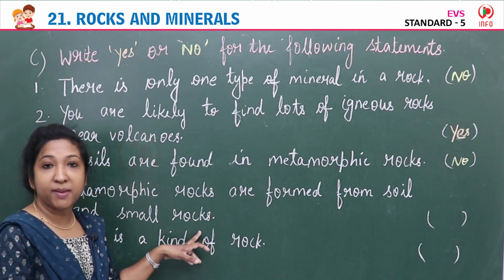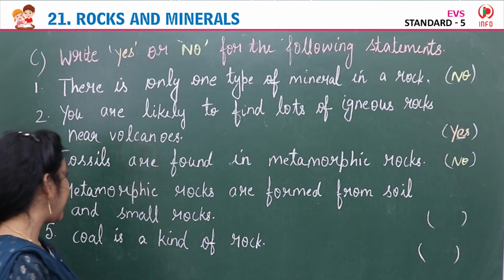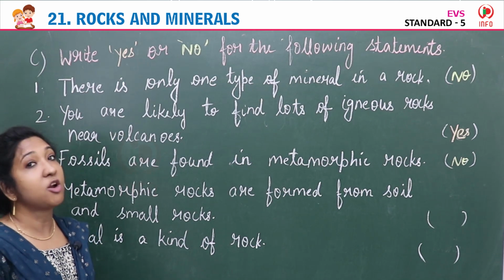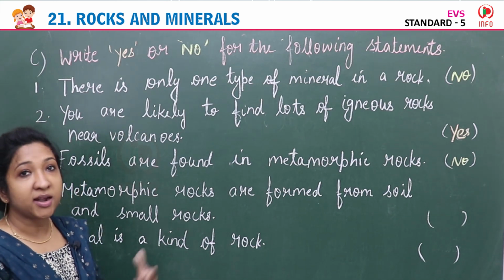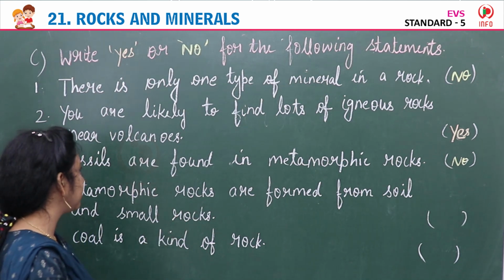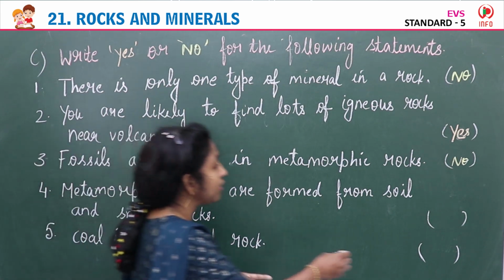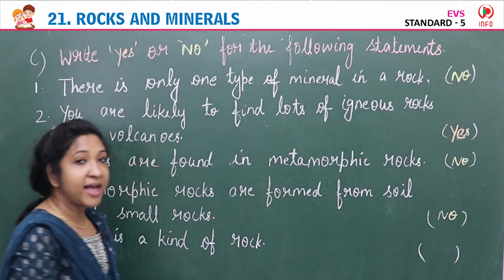Then fourth one, metamorphic rocks are formed from soil and small rocks. What about this statement? It is a wrong statement because it is formed due to the heat and pressure of the igneous and sedimentary rocks. You know already. So this is a wrong statement. So you can write no in the brackets. N-O, no.